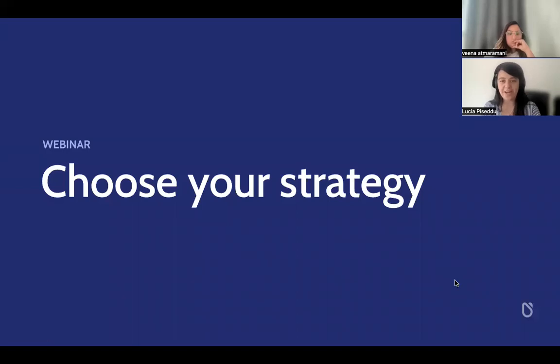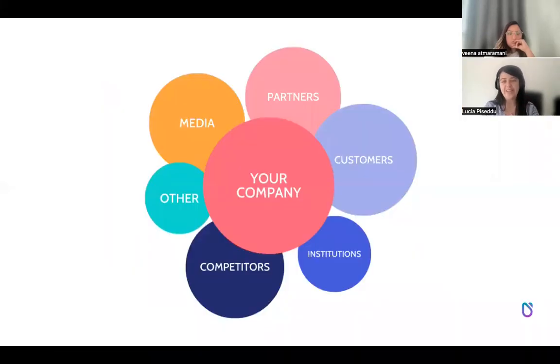So here we are. Now, the first thing we need to do is, of course, what we said at the beginning, which is mapping out your ecosystem. I realize that this image now really looks like a flower. That was not intended.